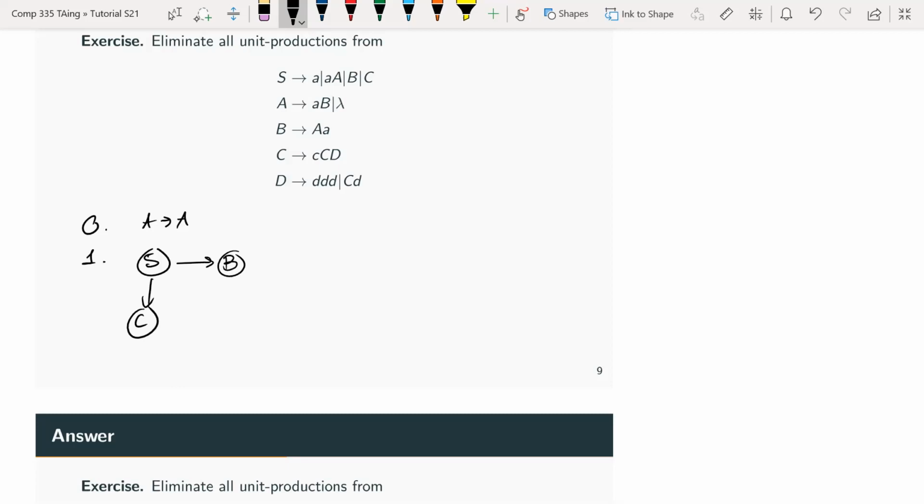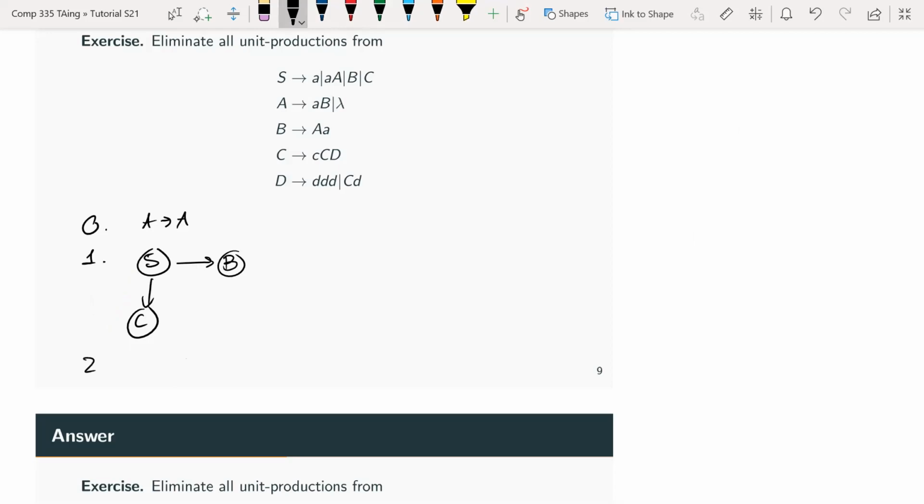And here I'm actually quite lucky, there isn't anything else. But if, for instance, I had that C gives me A, then I could also see quickly that S gives me A. But this is just for the sake of illustration. In this case, I just have S gives me C and S gives me B.